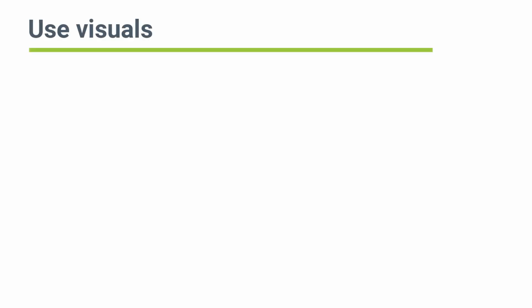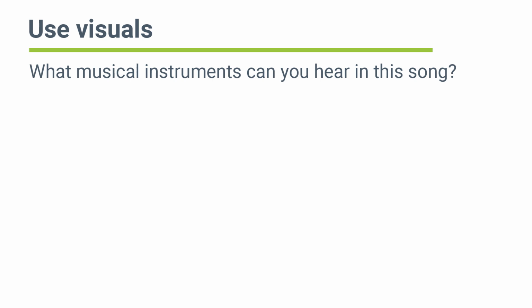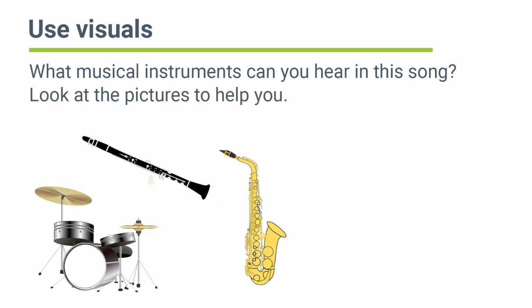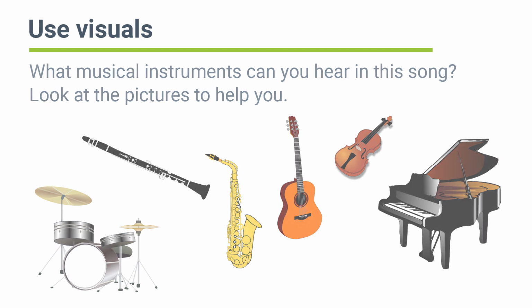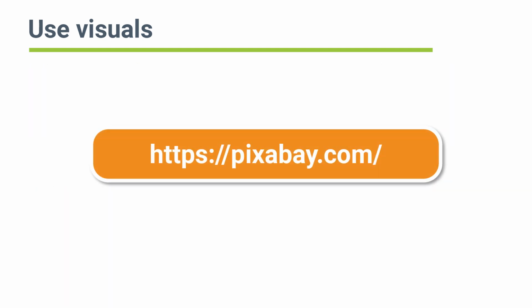In class, you probably use visuals to help understanding, and you can do the same when setting work for home learning. For example, if you're asking learners to identify musical instruments in a piece of music, you might want to include some pictures of musical instruments to support them in case they don't recognise the word instruments. Pixabay is a great source of images which are free for commercial use and require no attribution.